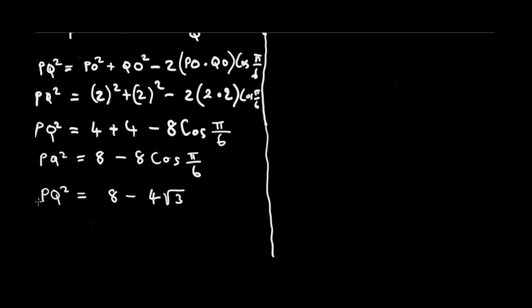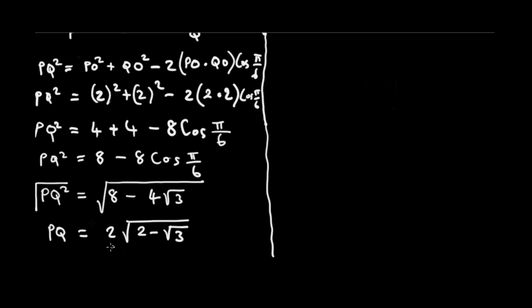So we only want to remain with PQ, so we take the square root of the left hand side. We also take the square root of the right hand side. So PQ is equal to what? We can compute this value also to know an exact value of PQ, which is 2 times the square root of 2 minus the square root of 3. So this is the value of PQ.